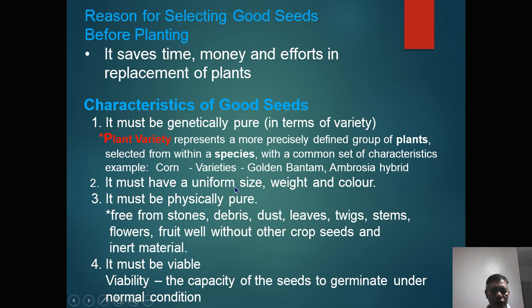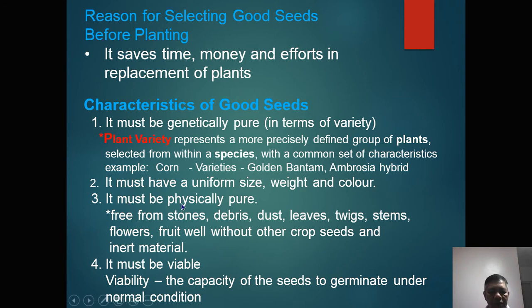Look closely at the seeds which you will buy. If it's in an open container, you can inspect it. But if you buy seeds in a sachet, of course you cannot do that, because you will not be allowed by the seed dealer or agricultural supply to open it.